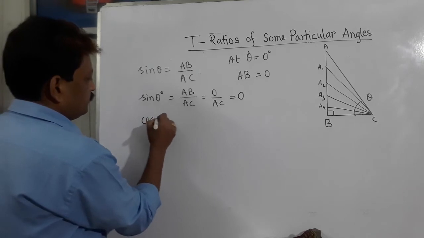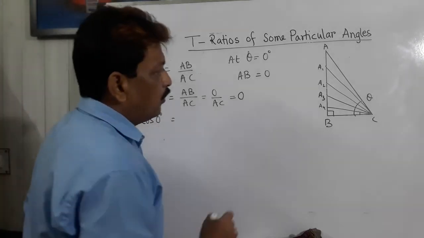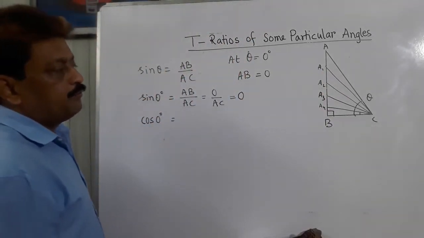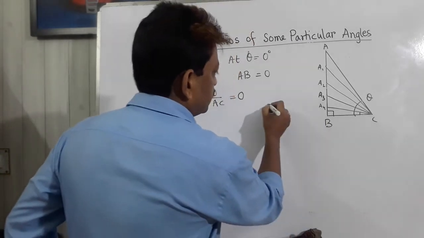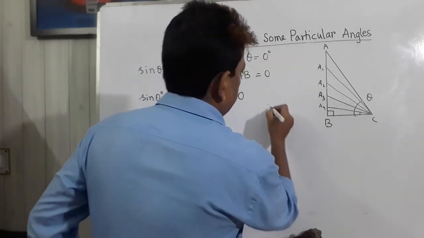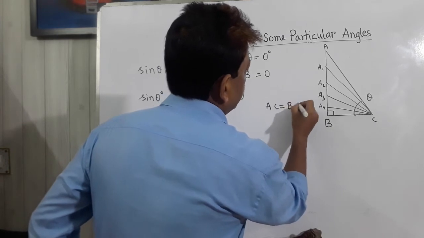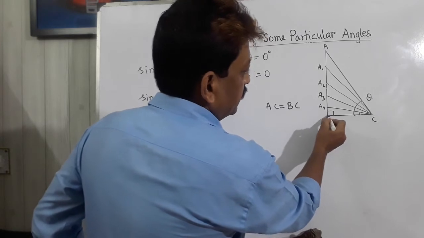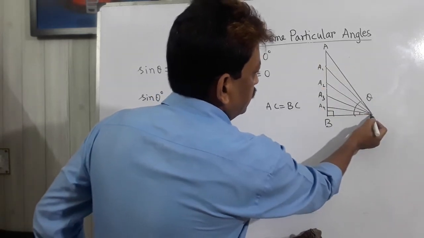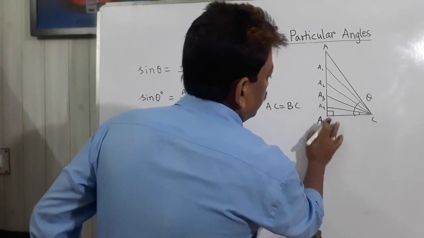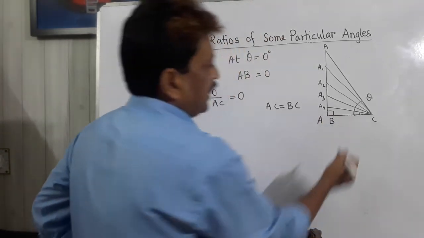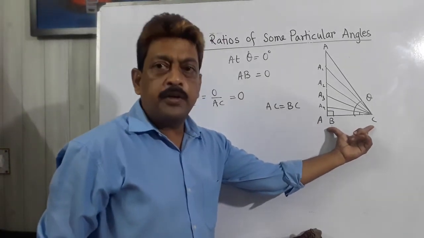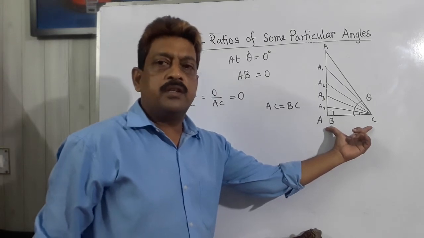Cos 0 degree. Now when this point A coincides with B, in that case AC and BC will become equal. When A comes and coincides with B, the same point will be represented by A as well as B. So here we can see from the diagram that AC, the hypotenuse, is now equal to BC, the base.